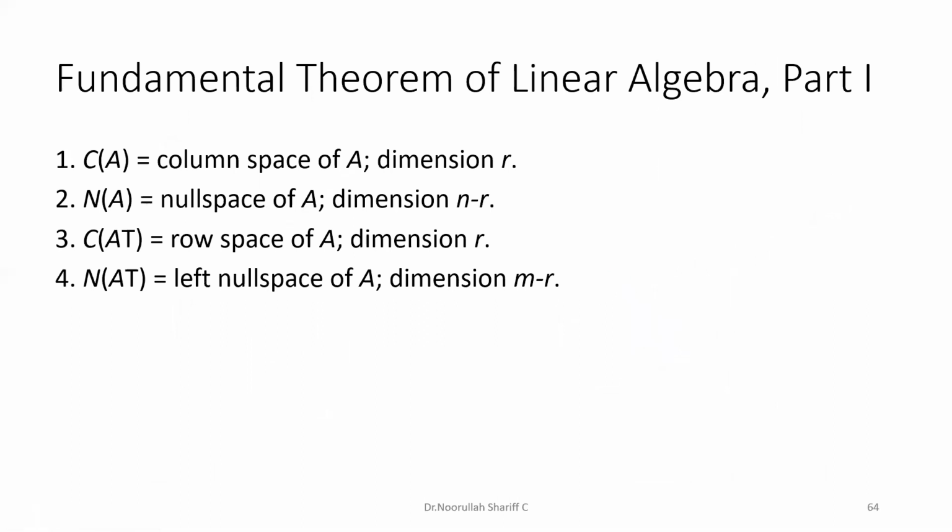Now we come to what is known as the fundamental theorem of linear algebra, which we already considered. This is the fundamental theorem of linear algebra part 1, where we specify four different quantities: the column space of A has the dimension r, the null space of A has the dimension n minus r, the row space of A has the dimension r again, and the left null space of A has the dimension m minus r.